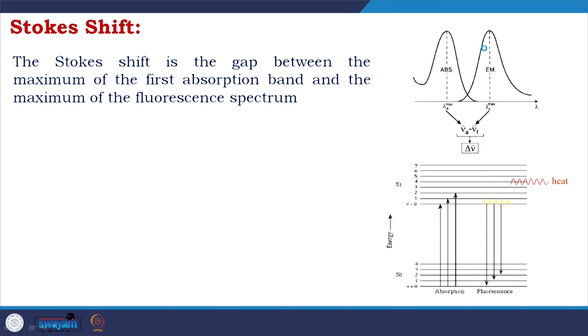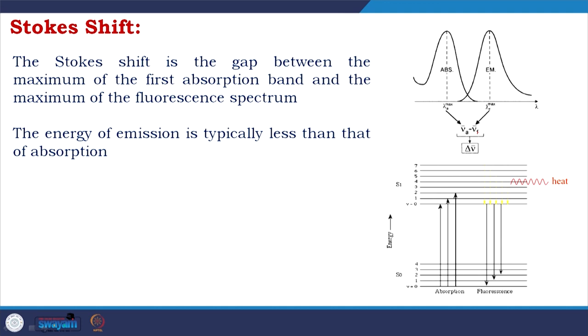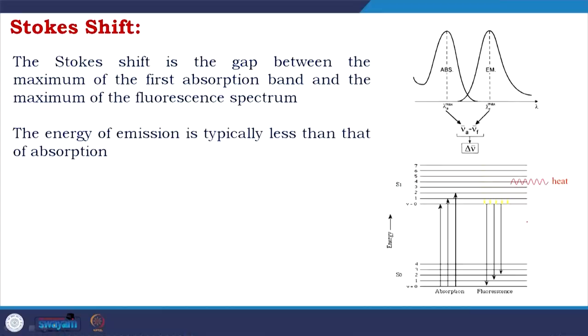Coming to a very important thing in fluorescence, which is called Stokes shift. The Stokes shift is the gap between the maximum of the first absorption band and the maximum of the fluorescence spectrum. If you see, this is the absorption band and this is the emission band. The energy of emission is typically less than that of absorption, because the molecule goes from the ground electronic state to the excited state, then dissipates energy and comes back, that is fluorescence. So, there is a dissipation of energy in some form, and that is why the emission energy is typically less.